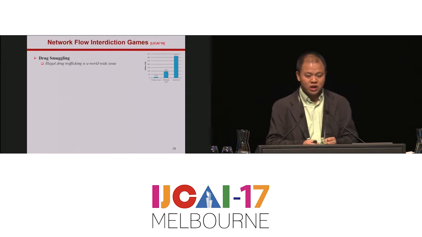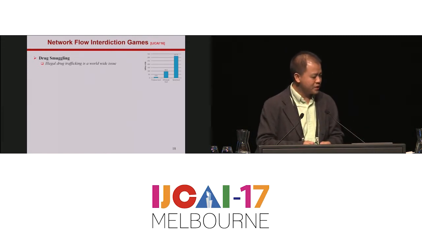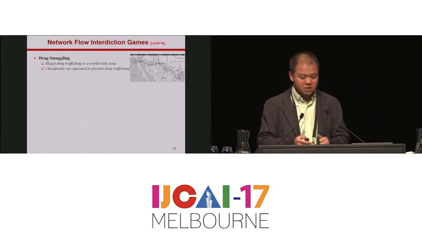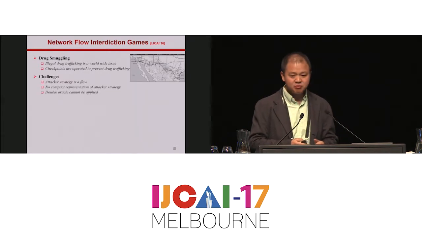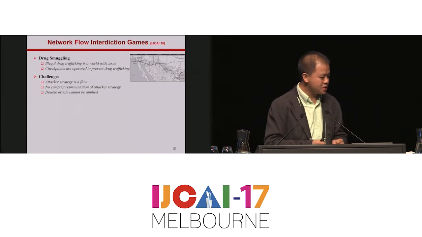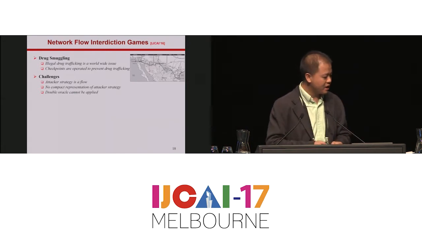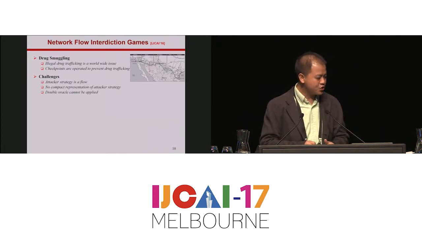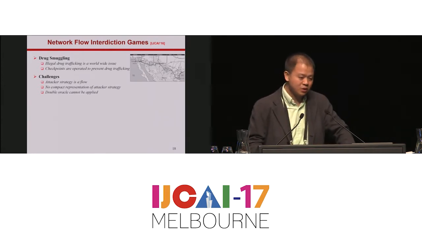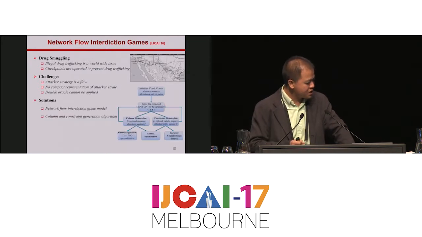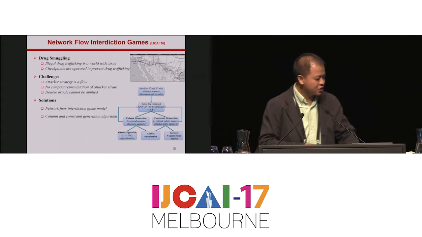We also did some work on how to interdict network flow. So there are drug flows from Mexico to the US. Here it's more challenging because now the defender strategy is a flow. It's not just a path. And there's no compact representation for the defender strategy. Because of that, all the existing works like Taobao will not work. So we developed techniques to solve this. It's somehow similar to Taobao, but it's fundamentally different.